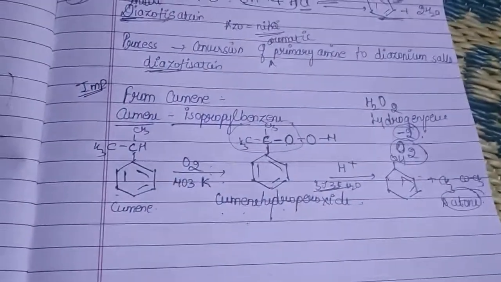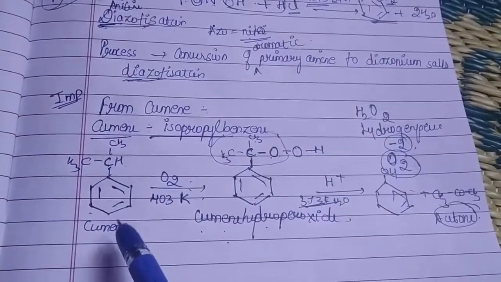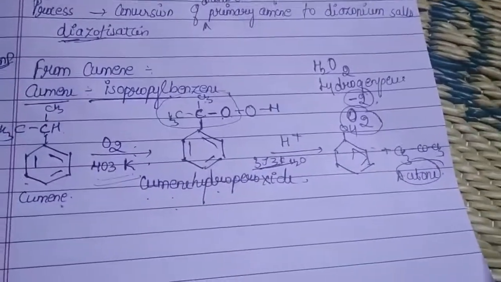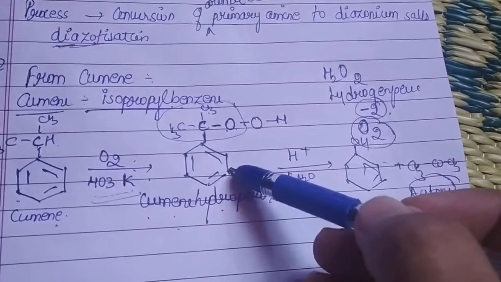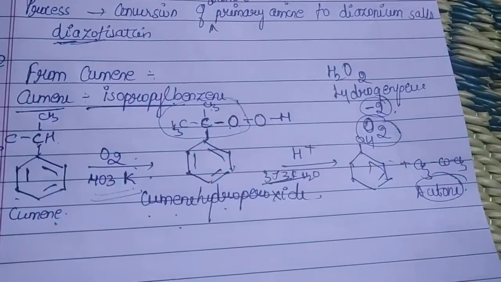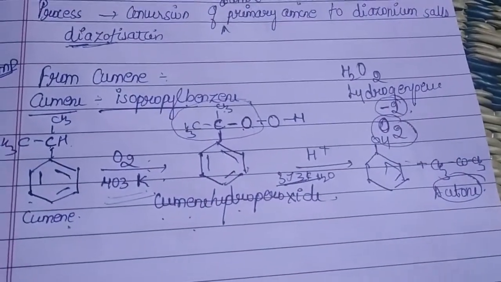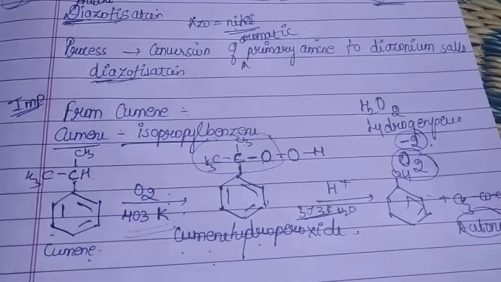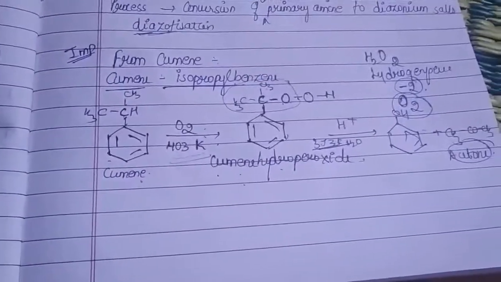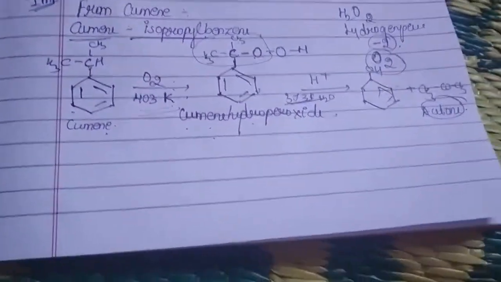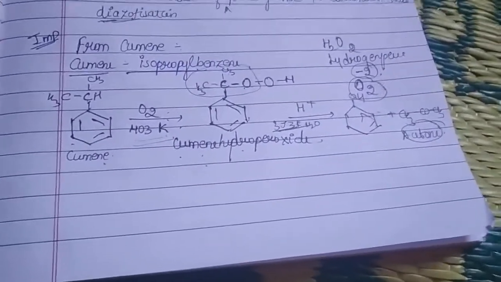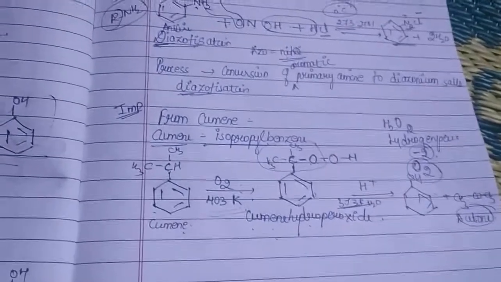Okay, keeping it aside, we came to know that whenever cumene is oxidized at a temperature of 403 Kelvin, we get cumene hydroperoxide. Treating that cumene hydroperoxide with dilute H2SO4 at 373 Kelvin, we get phenol. Along with that, an important byproduct, that will be your acetone. Okay, acetone. Now the question arises: when treating benzene sulfonic acid, you said how to prepare benzene sulfonic acid from benzene. That is, you have to treat with oleum or sulfuric acid.